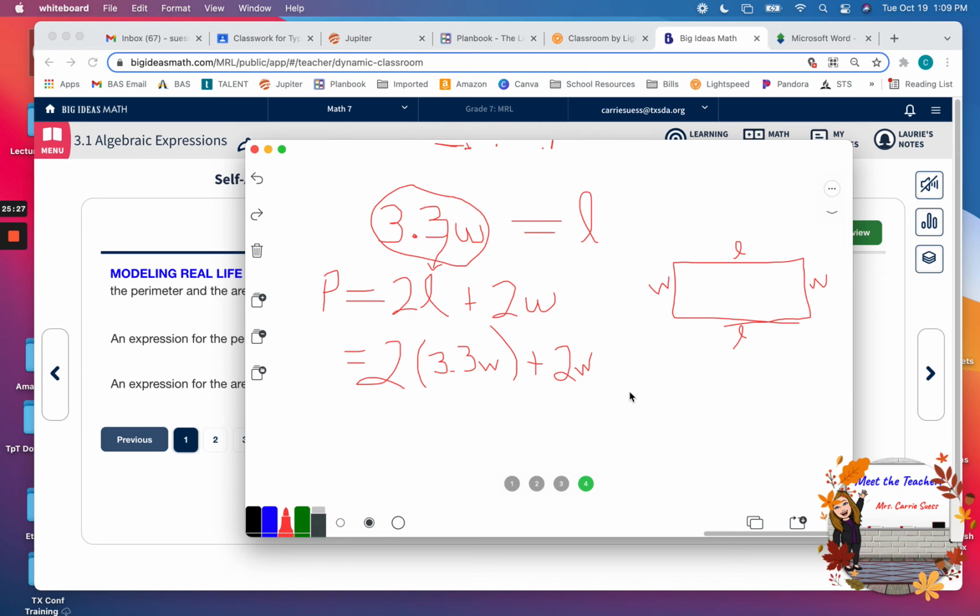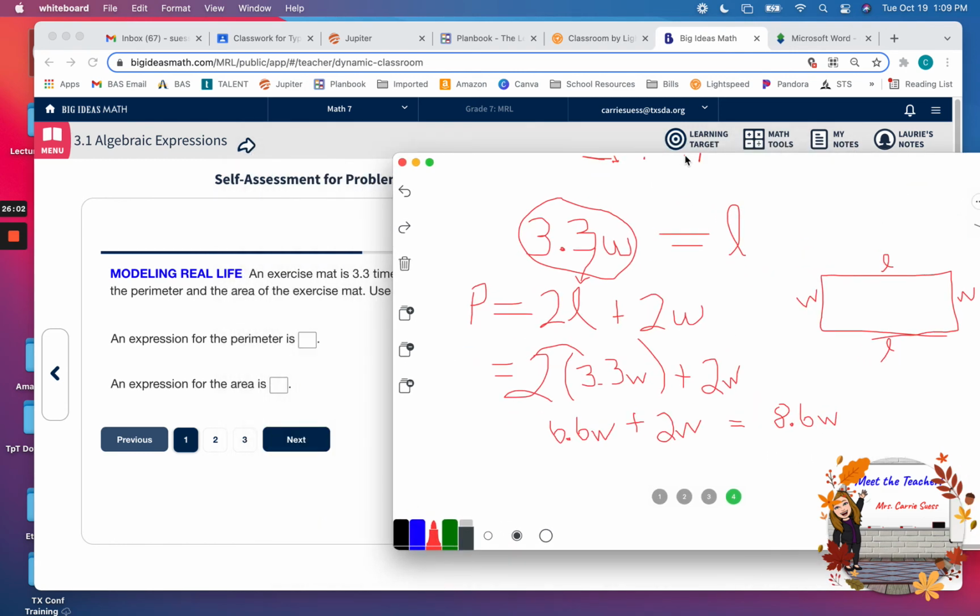I might write this down as an example in your journals, by the way, so you have this for future. So what is 2 times 3.3? Isn't it just 6.6? Yeah, 6.6. Okay, plus 2W. Are these like terms? Yes. So add them. What do you get? 8.6. So the perimeter is 8.6 W.